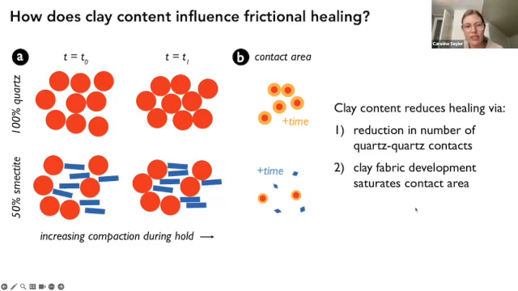You're also reducing just the number of quartz contacts. So any of the mechanisms that apply to quartz contacts, such as the adhesion or interfacial bonding that can be really strong in quartz, even under just room humidity, if you remove that by increasing the amount of clay, you're also limiting the amount of healing you might expect to see.